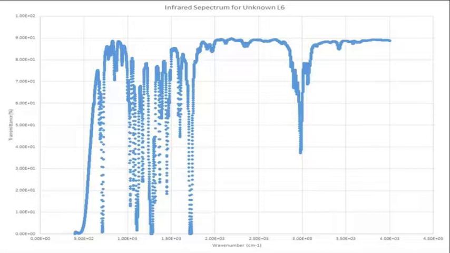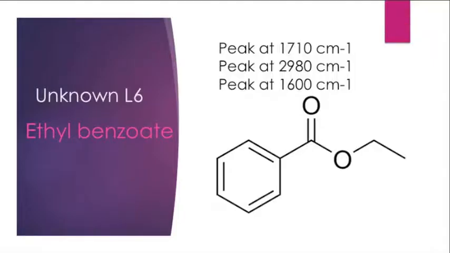The peaks at about 3000 inverse centimeters represent the aromatic CH bonds. The 1700 peak represents the CO double bond, and the 1600 peak indicates a benzene ring. The fingerprint region represents the CO single bond and also more sp3 CH bonds. From this information, it is concluded that unknown liquid 6 is ethyl benzoate.